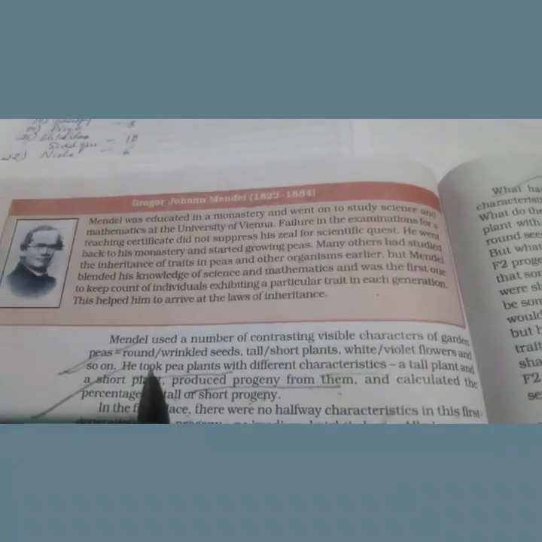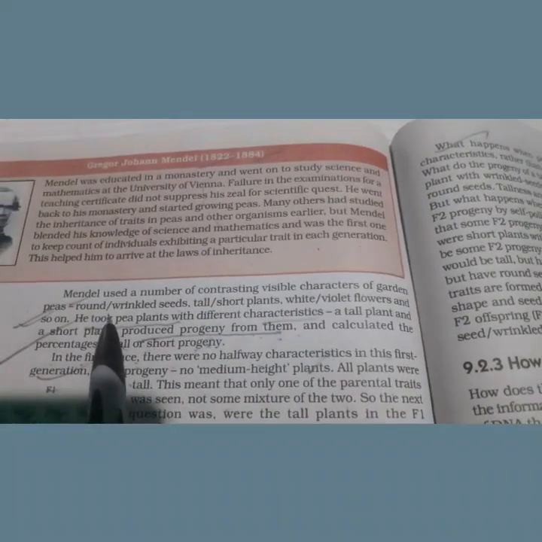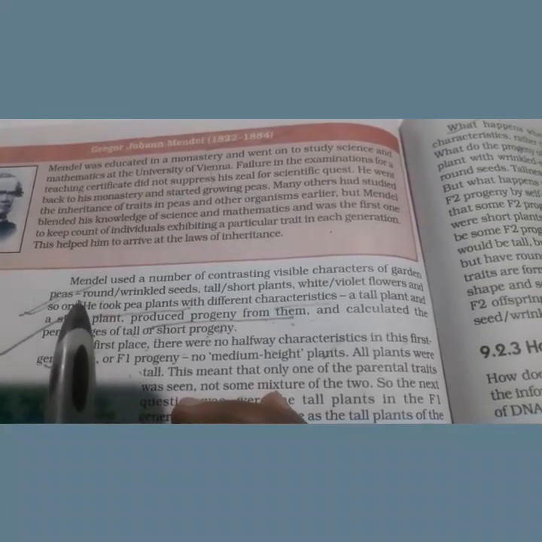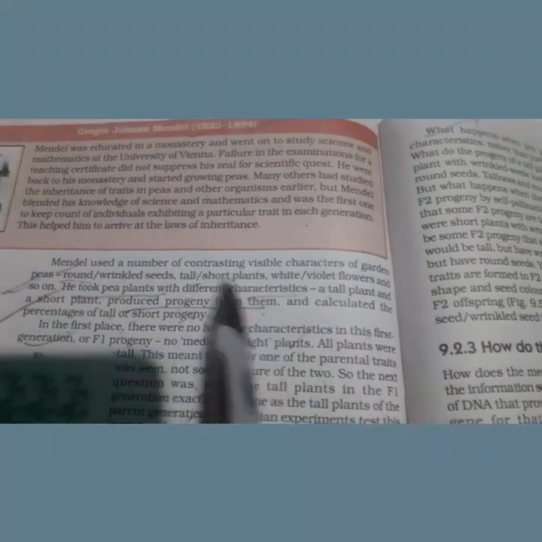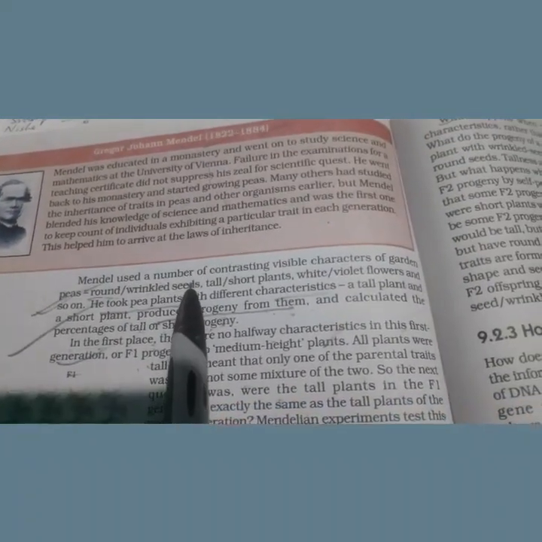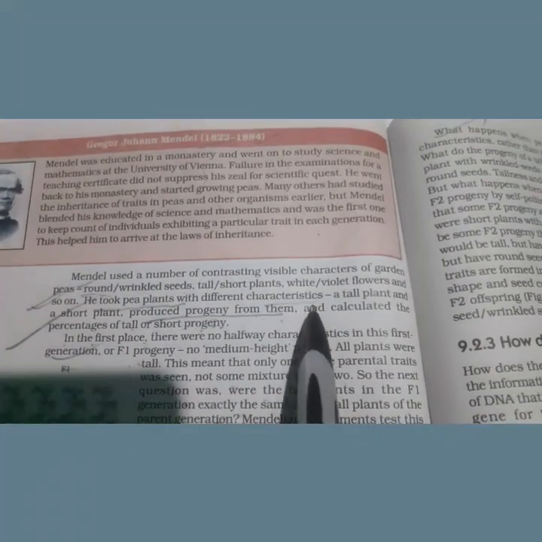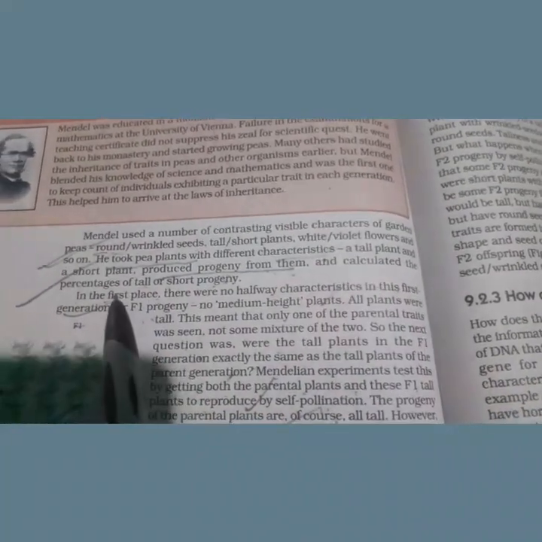So what are those laws? Mendel used a number of contrasting visible characters of garden peas. You must learn these characters: round or wrinkled seeds, tall or short plants. These are the contrasting characters, and taking these pairs, Mendel started his experiments: tall or short plants, white or violet flowers, and so on. He took pea plants with different characteristics, a tall plant and a short plant, produced progeny from them and calculated the percentage of tall or short progeny.